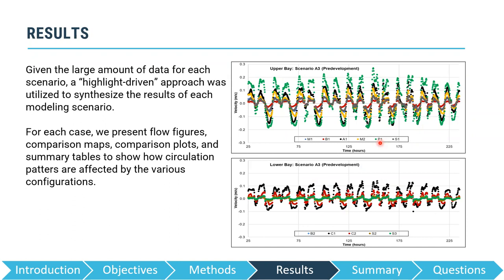Okay, so now moving on to the results. As I mentioned before, we do have a very large volume of data. So much data, in fact, that we found it was difficult to present all of this in a systematic way. So what we ended up doing instead was using a highlight-driven approach, where we combed through our data set and looked for these inflection points, right? These areas where we see drastically high or drastically low velocity values.